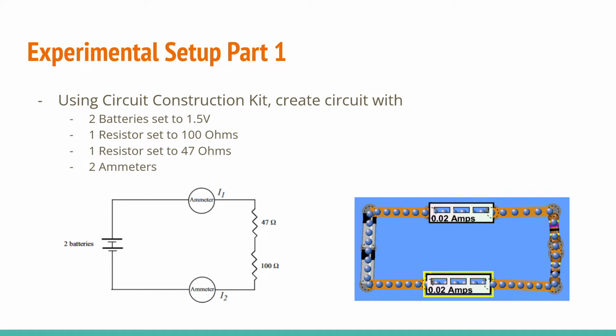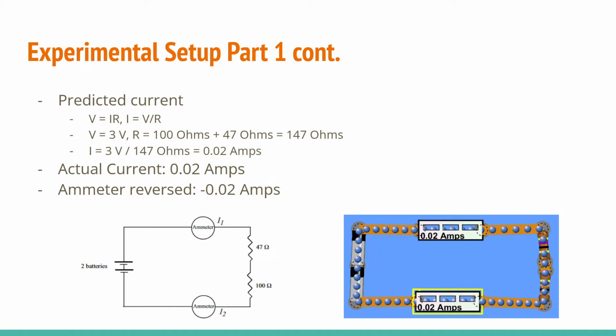In the first part of the experiment, we used the circuit construction kit to create a circuit with two batteries set to 1.5 volts, one resistor set to 100 ohms, one resistor set to 47 ohms, and two ammeters. This can be shown in the pictures below. We predict the current as 0.02 amps, and this is the same as our actual current. When we reverse the ammeters, we get the opposite of that, which is negative 0.02 amps. This can be shown below.